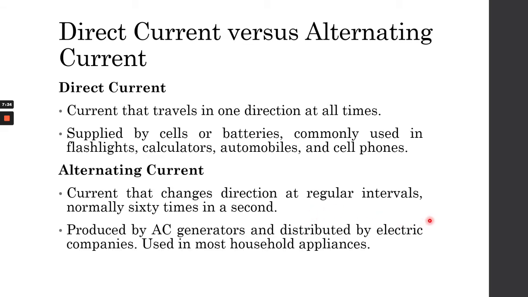And alternating currents or AC are usually produced by AC generators and distributed by electric companies such as Meralco in the Philippines. And it is what most houses or household appliances use in order to operate. So you have your fridge, your irons, your television uses AC or alternating current in order to use the energy for them to start working. So that's just the difference, okay? Nothing really big in there.